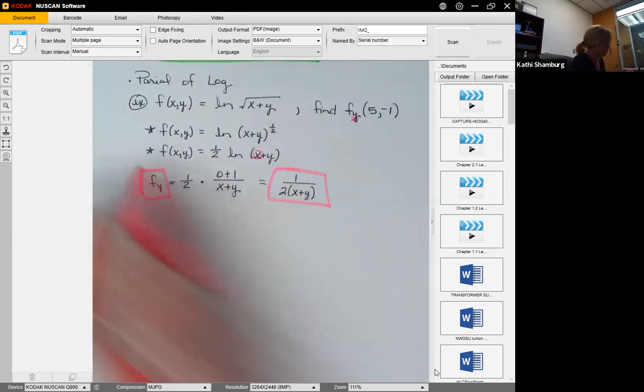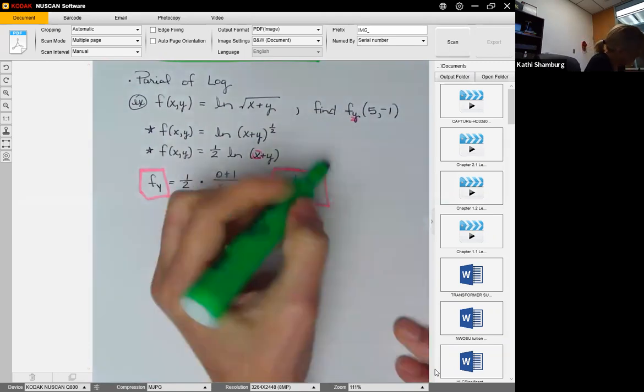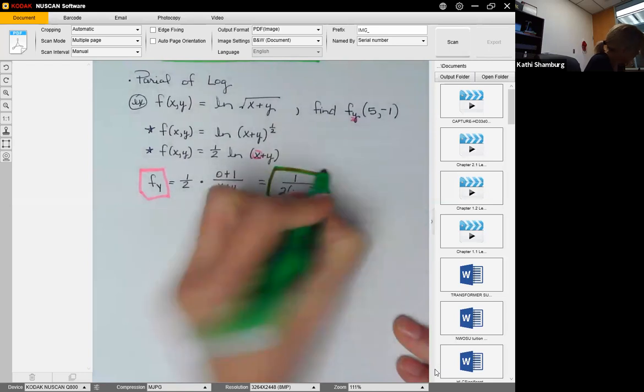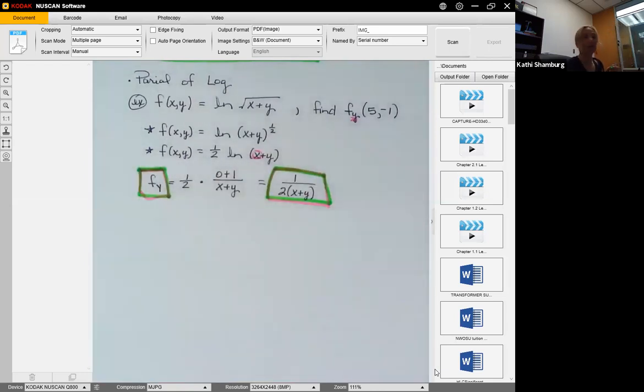Oh, I grabbed pink. I should have grabbed green. That's going to bug me. Sorry. Even though it really doesn't matter, it does to me because it bugs me.